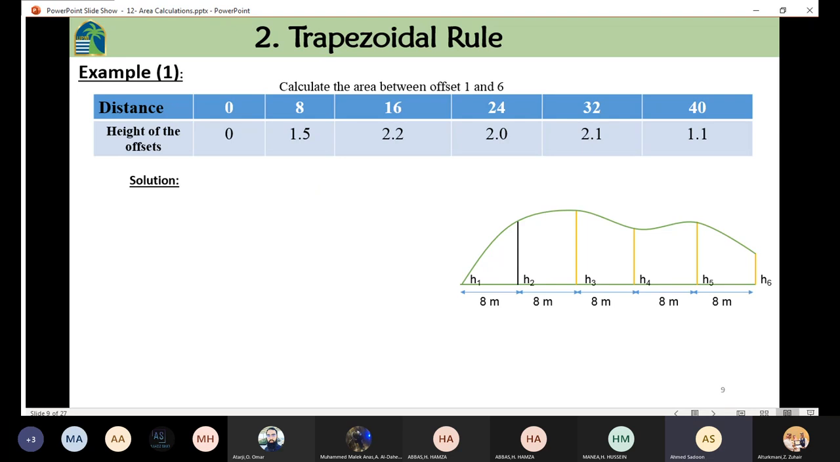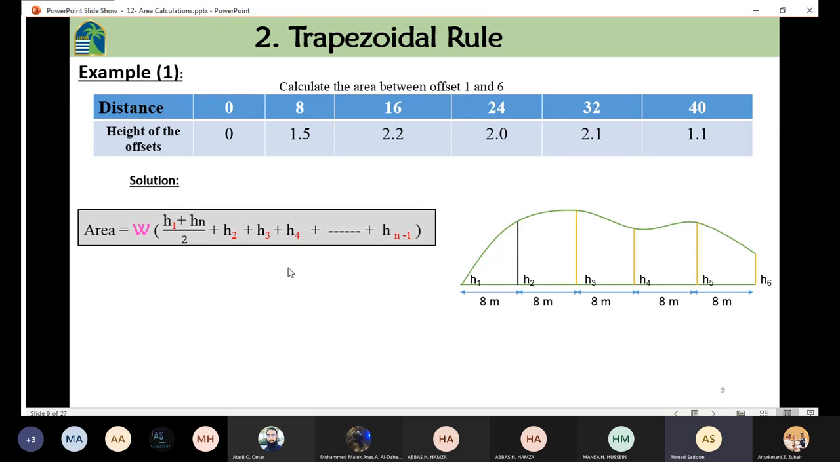So all these data are given in this example. We need to determine the area for that tract, okay, using the trapezoidal rule. So I'm going to bring in the formula. Here is the general formula to determine the area. W represents the equal distance between the offsets. Here, between the offsets, we have an equal distance between them, which is 8. So the value of W is 8. The value of H1 is the height of the first offset. Here, when the distance is 0, the value of the height is 0 in this case. Hn represents the last offset. Here, the last offset is H6, and the value of H6 is 1.1.